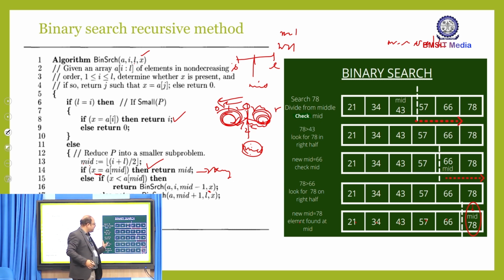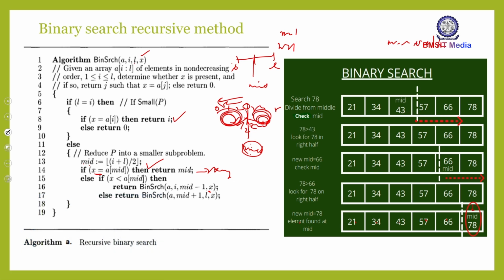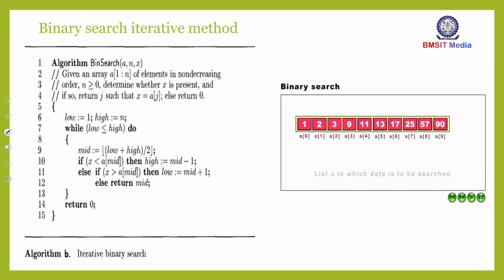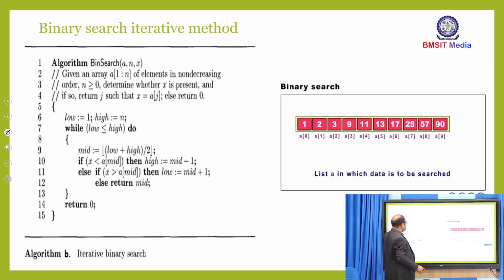Suppose if it is falling left side, I have to check the left side. If it is falling right side, I have to keep checking the right side part. The same thing, here we are going to see an iterative version of the algorithm. The same logic: low starts from 1, high is there.